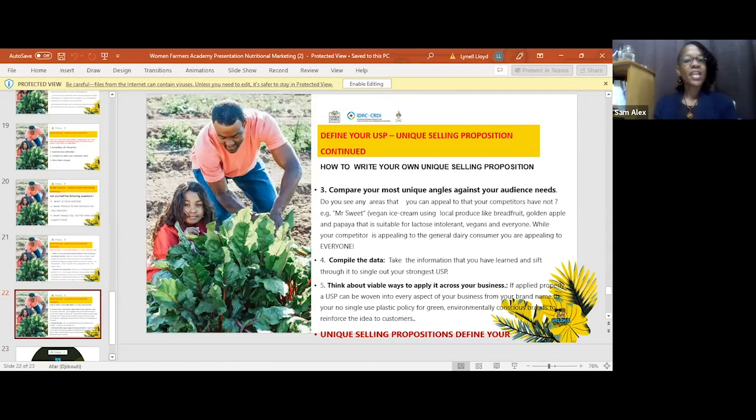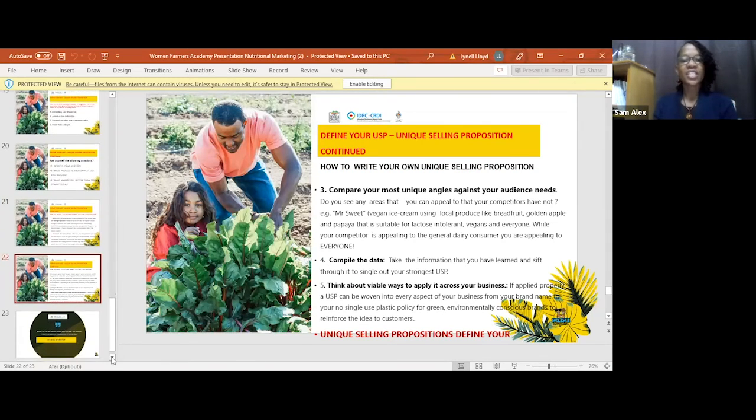Okay, compare your most unique angles against your audience needs. Do you see any areas that you can appeal to that your competition has not? And I'm going to give you an example. In St. Lucia, we have a new ice cream place called Mr. Sweet, and he advertises his ice cream as vegan.